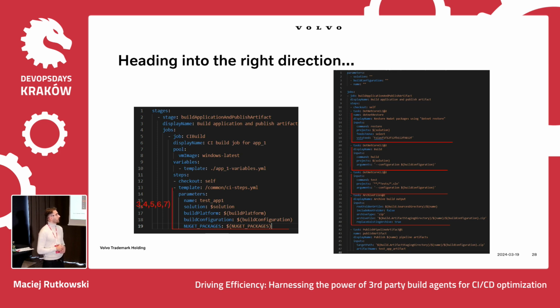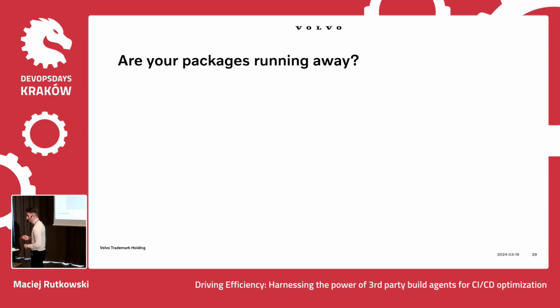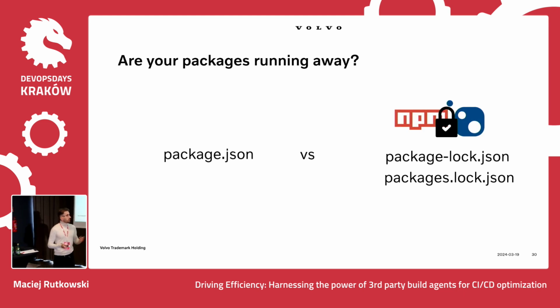So let's take care of our dependencies and ask if they're running away. As we are running our builds, we want to have the same outcome each time our agent runs. So for downloading packages, we want to have the exact resolved version that we want to download. And how to resolve it? The answer is simple. Use the lock files and lock your dependencies.